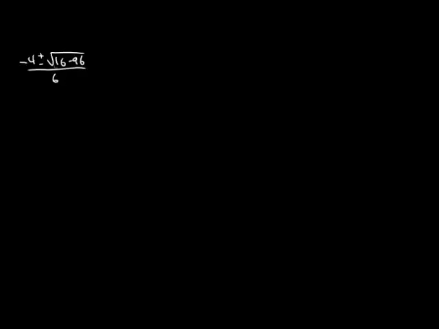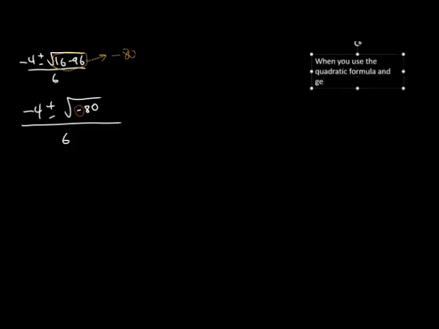Now we will simplify the 16 minus the 96. If you subtract that, you'll end up with negative 80. And so we now have negative 4 plus or minus root of negative 80, all divided by 6. Note that we now have a negative inside of our square root, and so we can be assured that our answer will be complex. For that reason, it is now necessary to simplify that square root.